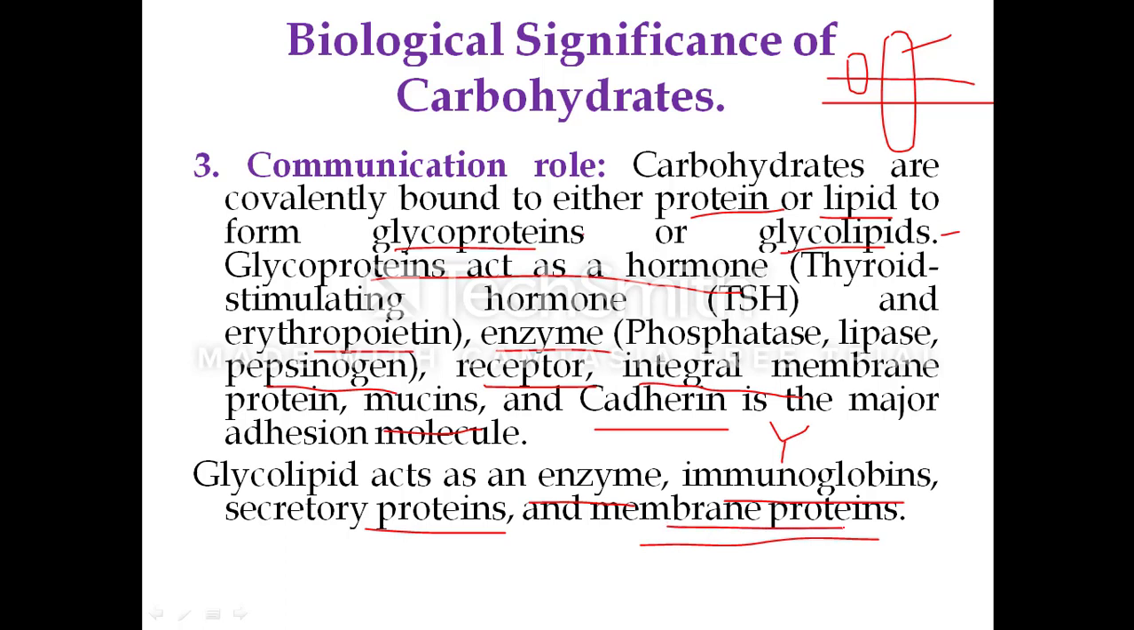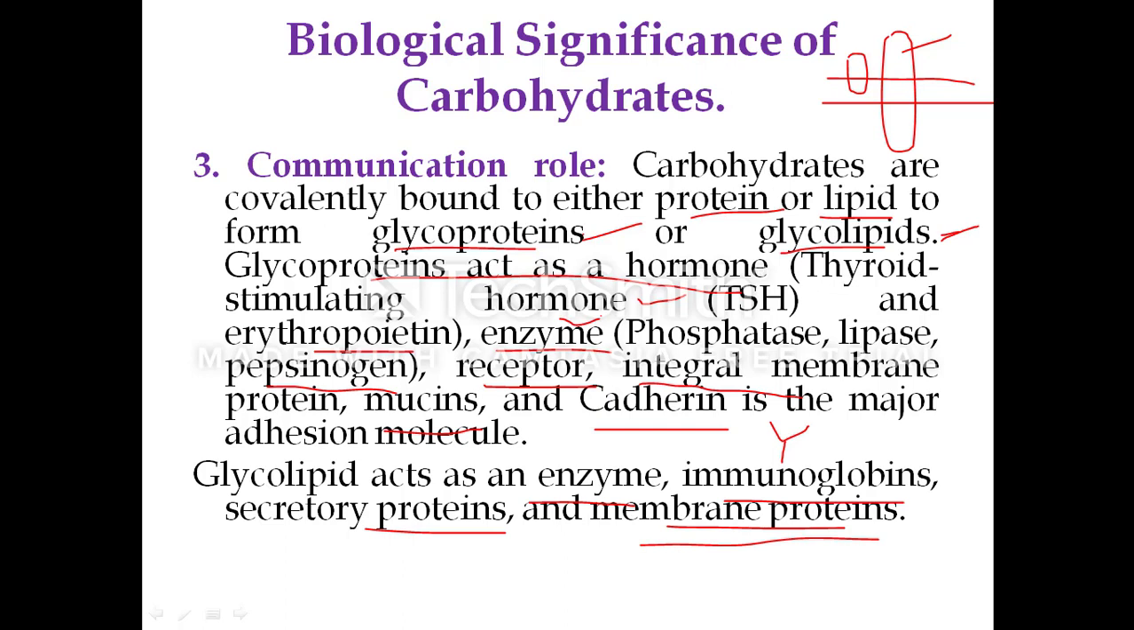They are involved in various signal transduction reactions, communicating the signal from one part of the organism to another part, or from one cell to another cell. So the communication role is played by carbohydrates. They are either glycoproteins or glycolipids. This includes hormones. Hormones play an important role in growth and various metabolic reactions. And enzymes are very important in various metabolic reactions. And the receptors play an important role in transducing the signal to the cell or to the adjacent cell. And the integral membrane proteins present in the plasma membrane also play an important role in sending the signal.